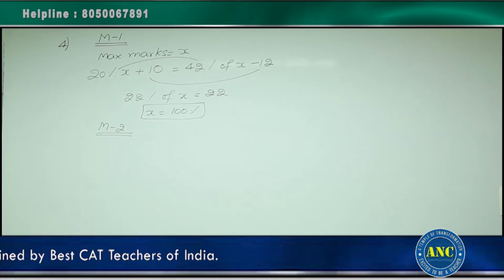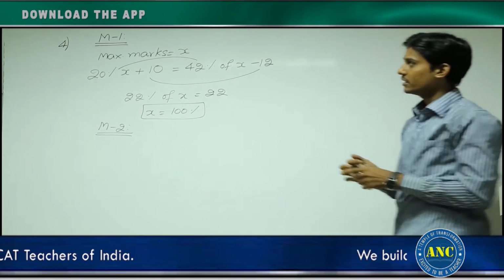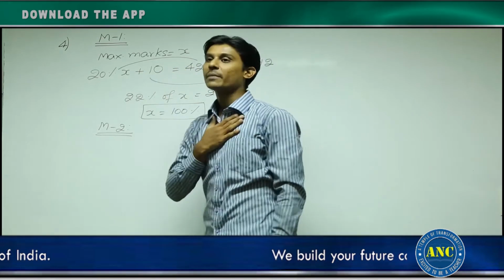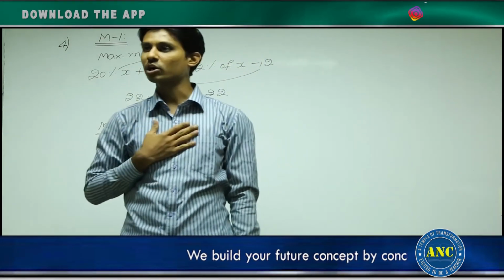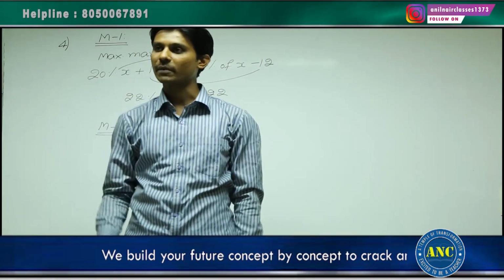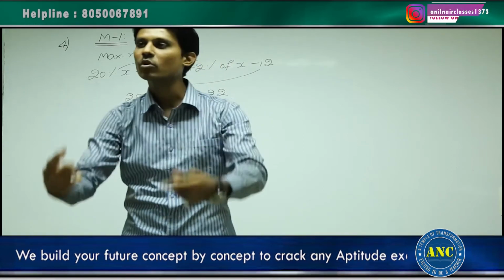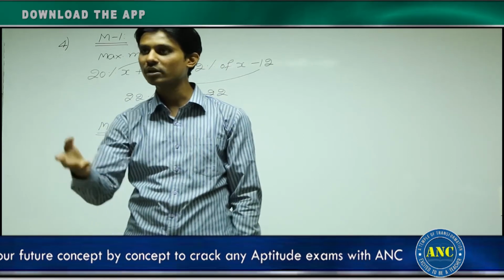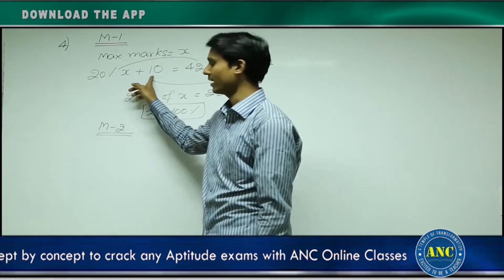So why do you have to take plus here and minus here? See here. I am failing by 10 marks. Suppose I got 20 marks. I failed by 10 marks means I should add those 10 more marks to become 30, right? Then only I will pass, right? That is why plus 10.